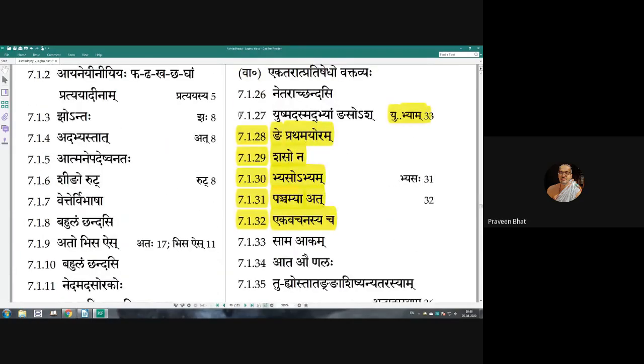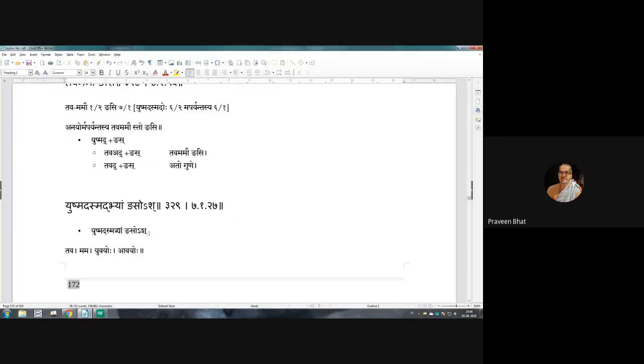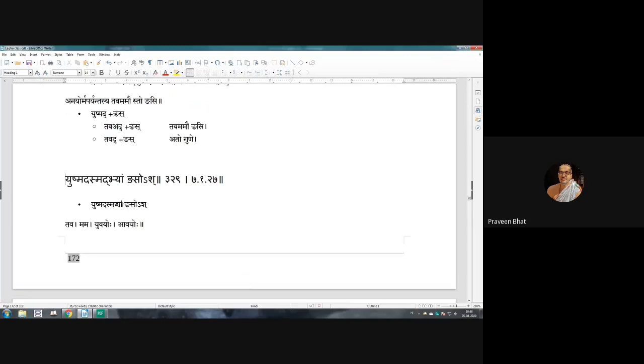Sutra says yushmad asmad bhyam nyaso ash. Nyas, the pratyaya itself, is replaced by ash. So it is retained here, and since this is panchami dvivachana, nyasaha ash. Ash is the adesha. So there is no vritti at all. Just the sutra is the vritti. Nothing else is added. Ash is the adesha.